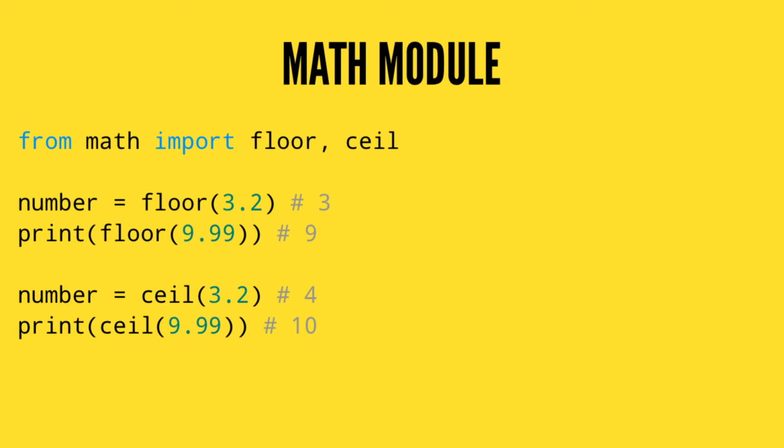Someone's asked what is the difference between math.floor and int. int is just changing something to an integer, whereas math.floor is actually rounding down a float.